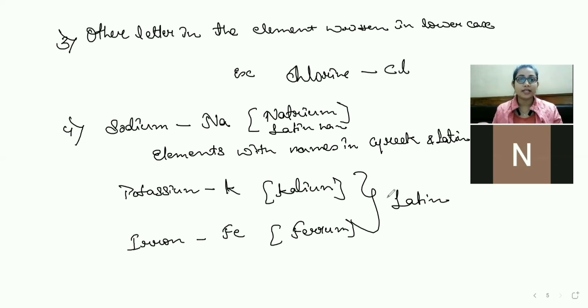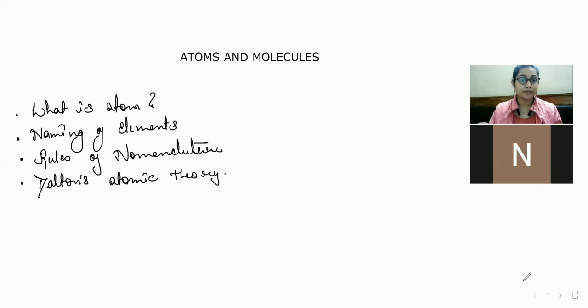So these are the rules of how we name the elements according to Jacob Berzelius, and it is based on the appearance, properties, and location of the discovery of that particular element. In the next class, we are going to continue with Dalton's atomic theory and atomic structure.